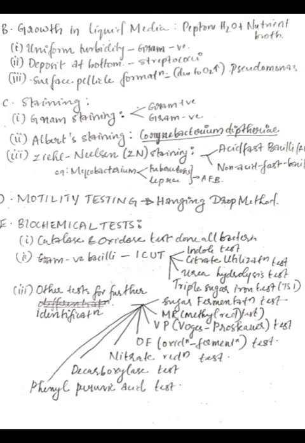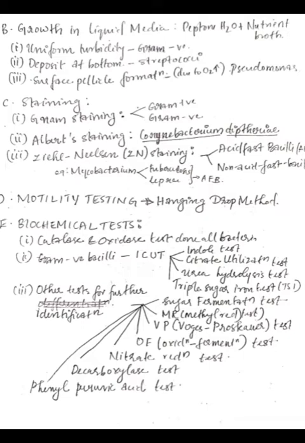So we can conclude: growth in liquid media, with peptone water and nutrient broth as the medium. If there is uniform turbidity, then we can say it's gram negative bacteria. Second, if there is a deposit at the bottom, then we could say it is streptococci. Third, if a surface pellicle is formed, Pseudomonas.